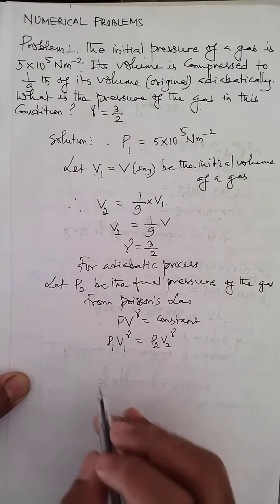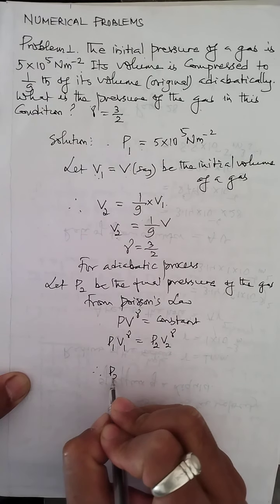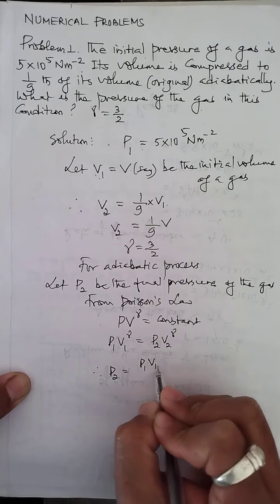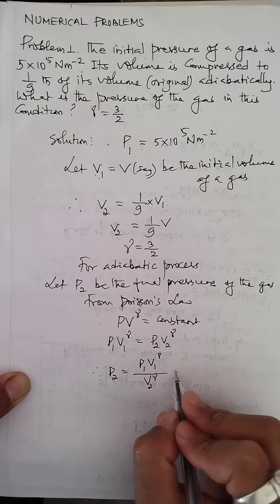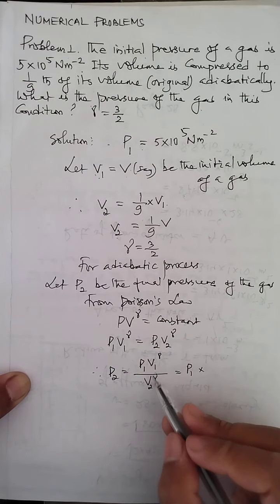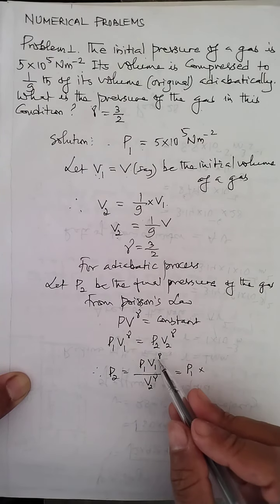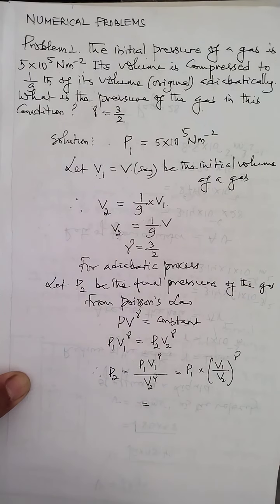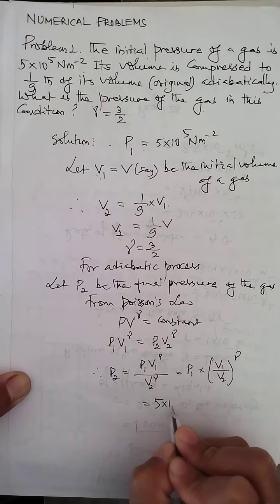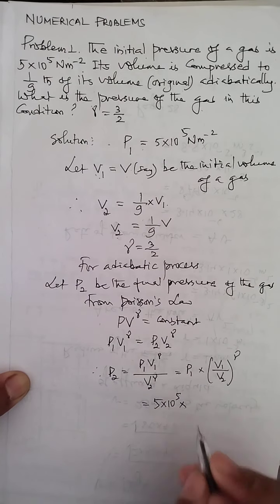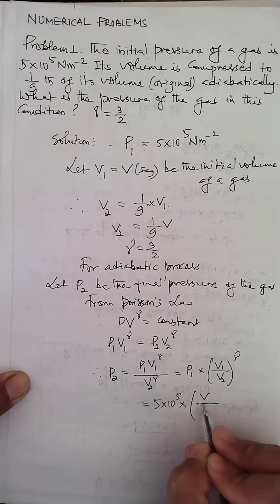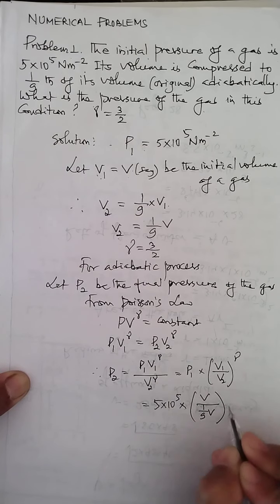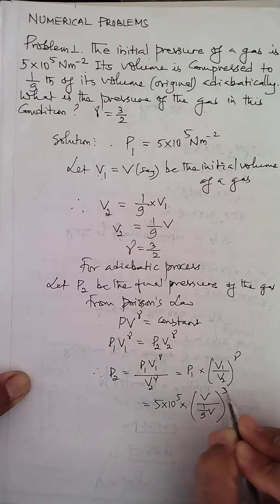Now to calculate the value of P2, I'll make P2 the subject. So P2 equals P1 V1 to the power gamma by V2 to the power gamma. Can I write this way, children? P1 times V1 by V2 whole to the power gamma. Now let me substitute the values. Pressure is 5 into 10 power 5. V1 is V, V2 is 1/9 of V, to the power gamma, and gamma is 3/2.